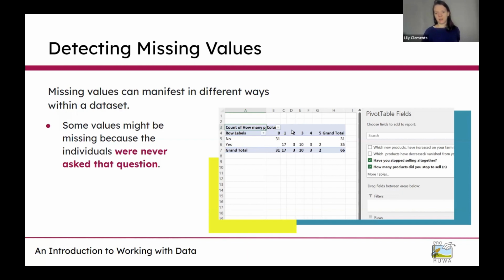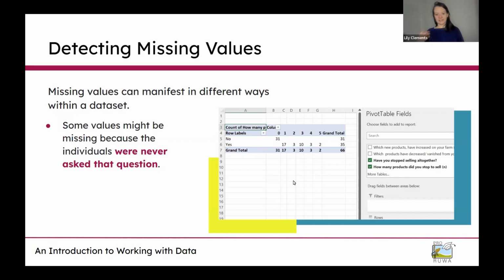And then these counts in our columns are how many products did you stop to sell? Well, this looks correct to me, because the people who said they haven't stopped selling altogether, all 31 of them, have said 0. If I haven't stopped selling altogether, then I haven't stopped selling any products. I've stopped to sell 0 products. That's what the 0 is. Where we have yes, people saying I have stopped selling altogether, we then have 17 who have stopped selling one product, all the way up to 2 people who have stopped to sell 5 products.